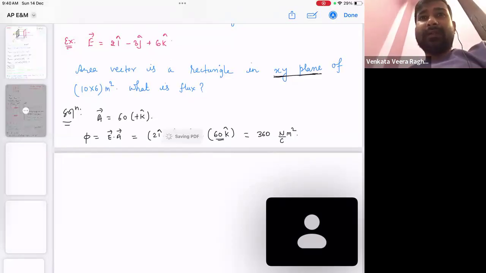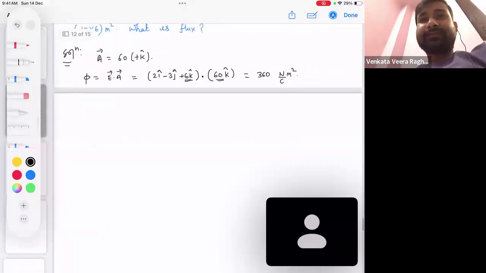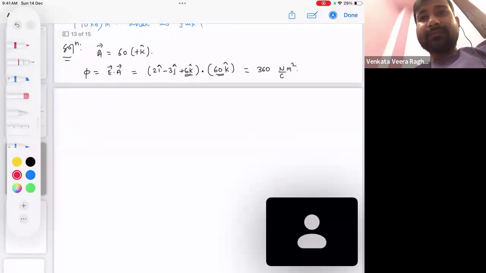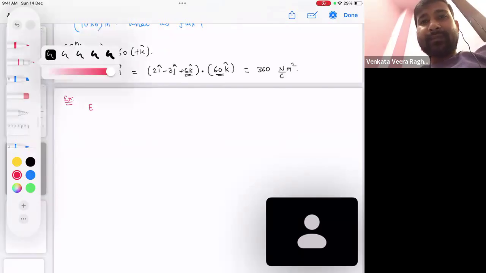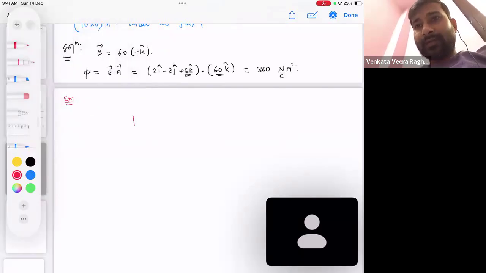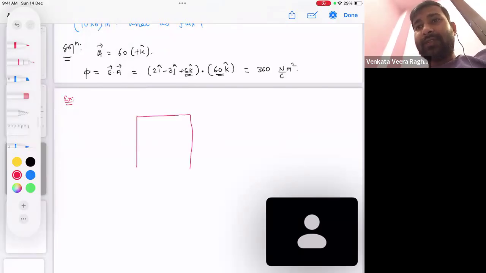Okay. Now let me take one last example. Let's take a variable electric field and try to calculate the flux, how much it will come. In this example, what is given? Electric field is given. I'm again going to draw a cuboidal shape, a cube shape. I want to calculate flux through this cube shape object, cube shape surface.